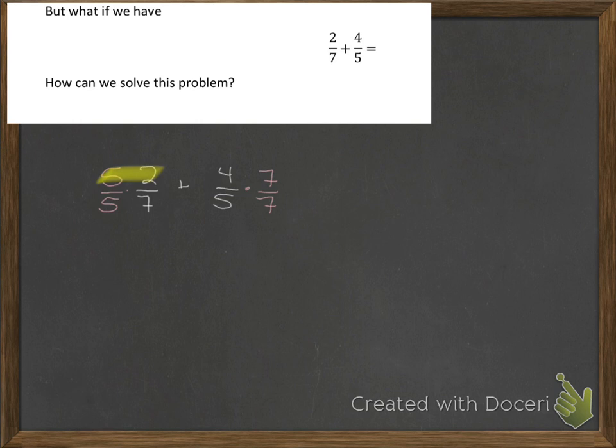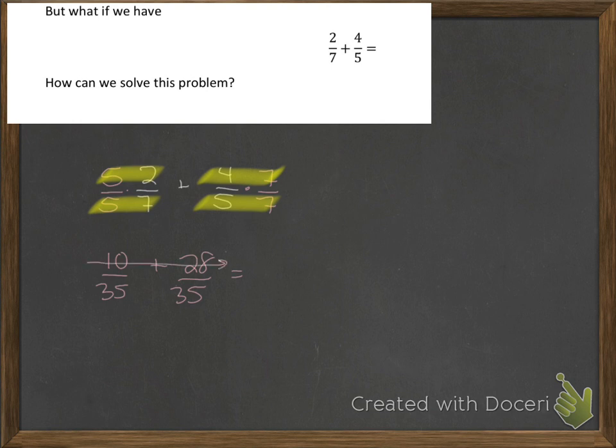Well, 5 times 2 is 10. 5 times 7 is 35. Then we have 4 times 7, that's 28, again over 35. Now that we have achieved the common denominator, we can add across in the numerator. So 10 plus 28 is 38, and our denominator stays the same. So we get 38 over 35.